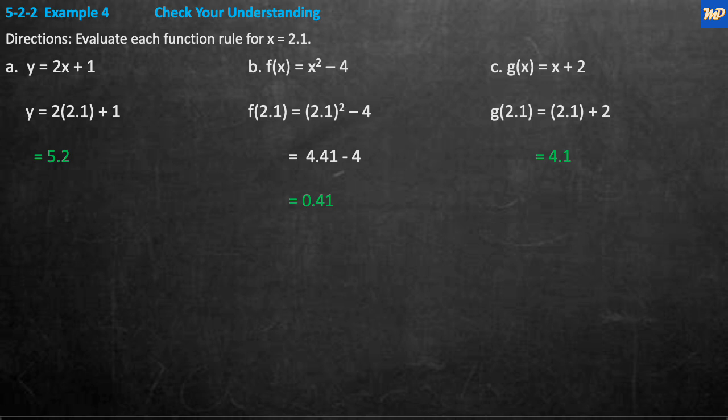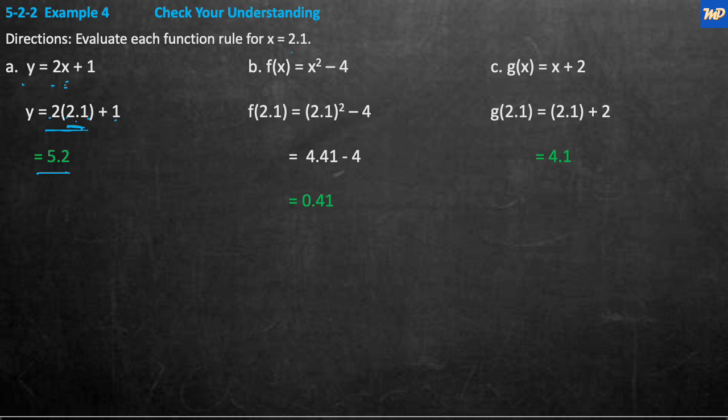Okay, check your understanding. Right? So we're going to evaluate each function rule for 2.1. Starting with A, we have y equals 2 times x, and x is going to be replaced with 2.1, and then add 1. We replace the x with 2.1 and multiply this out as 2 times 2.1, plus 1. And when you do that, you're going to get 5.2, because 2 times 2.1 is 4.2, 4.2 plus 1. Okay?